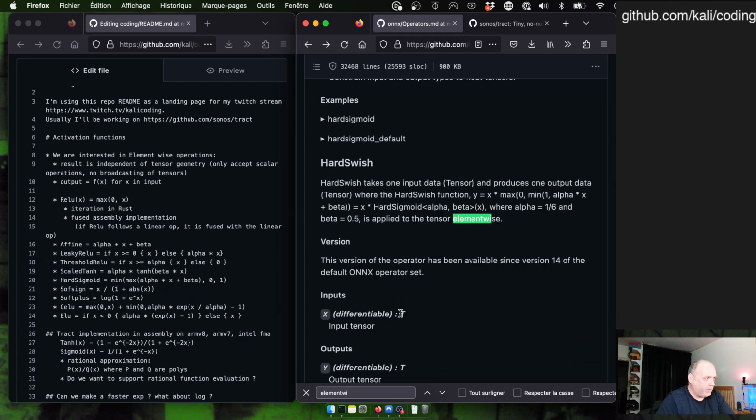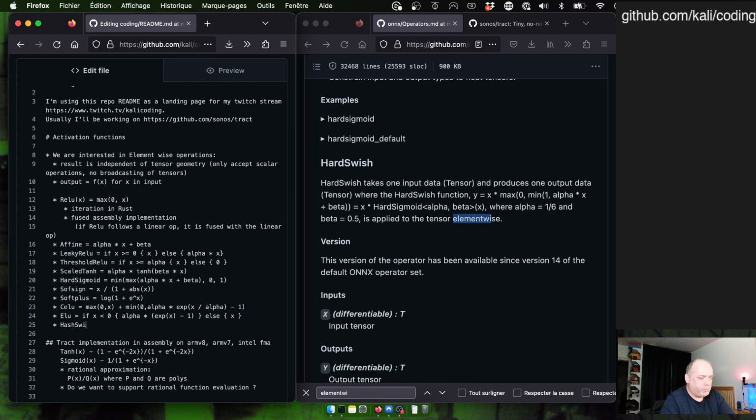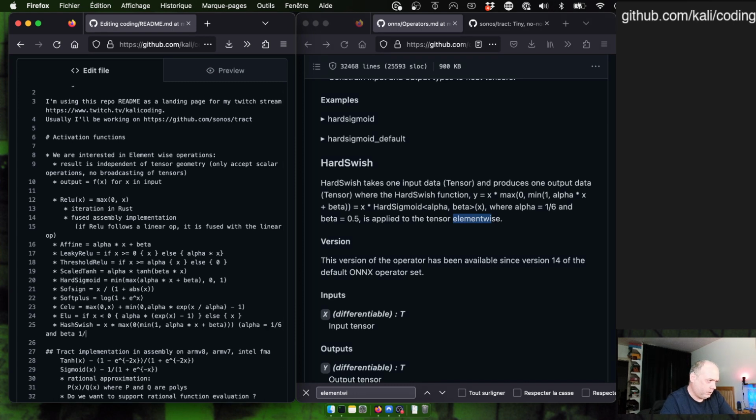Next, art swish. That's the one my colleague wants. It's actually a very simple one. It was designed to be simple. So it's x times max of 0, min of 1, alpha x plus beta, with alpha and beta fixed values. Okay.